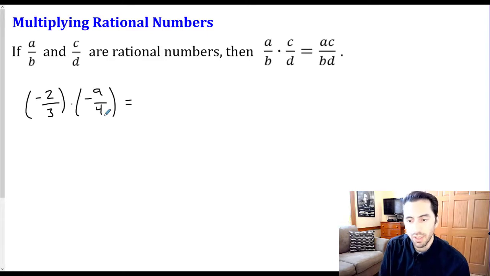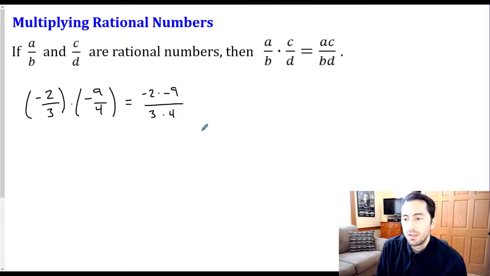So I'm going to write this all out. I'm going to associate these negative signs with my numerators. So in the numerator, I'll have -2 times -9. And in the denominator, I'm going to have 3 times 4. Now from here, I can multiply these together. So -2 times -9 is 18. And then in the denominator, 3 times 4, we end up with 12.